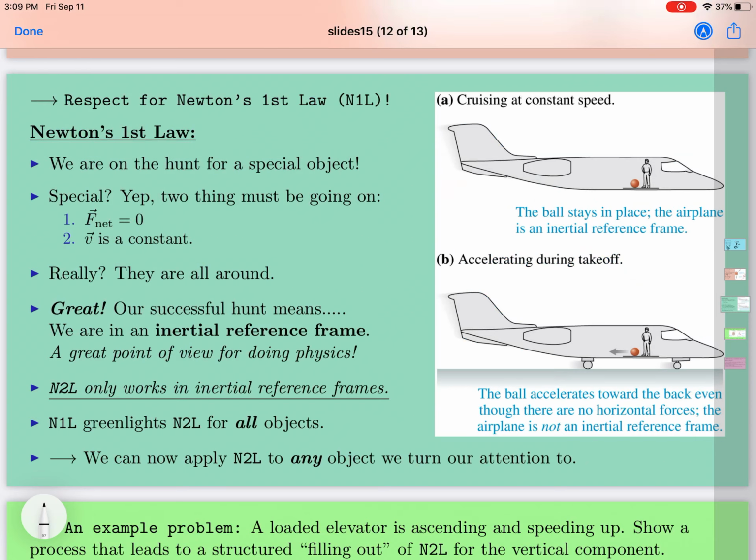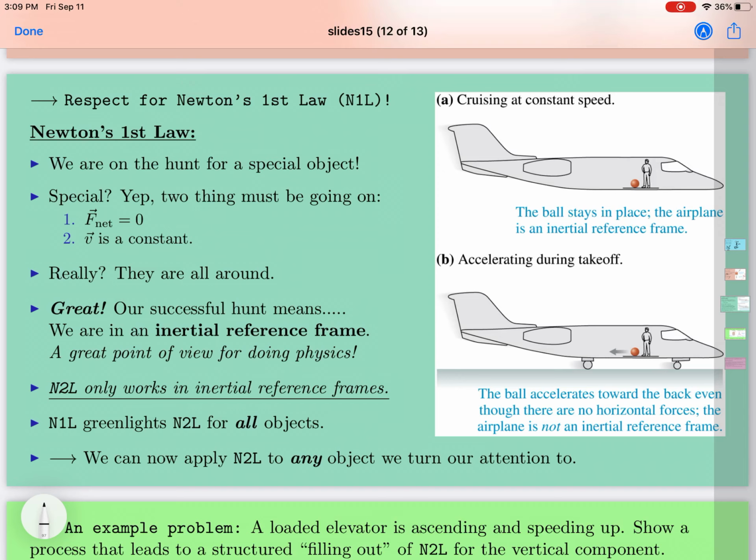So Newton's first law is basically saying that an object in motion wants to stay in motion, and an object at rest wants to stay at rest. And so we've all heard that before. So an object at rest likes to stay at rest, and an object in motion stays in motion, at the same speed and in the same direction unless it's acted upon by an unbalanced force. So basically, Newton's second law only works in inertial reference frames.